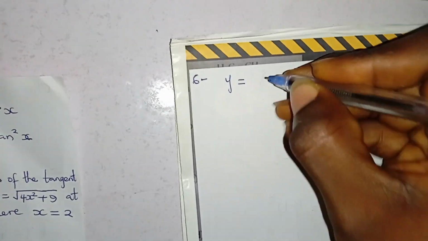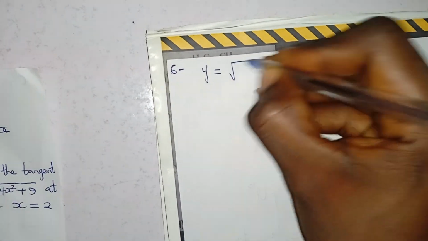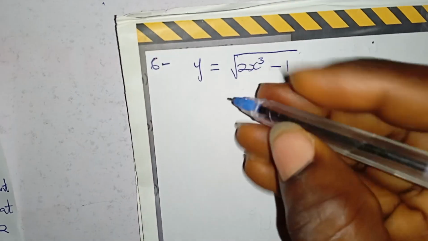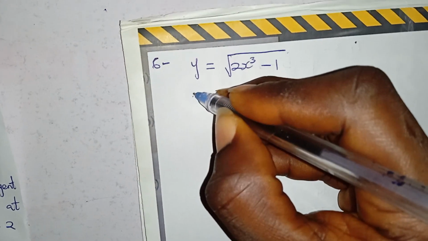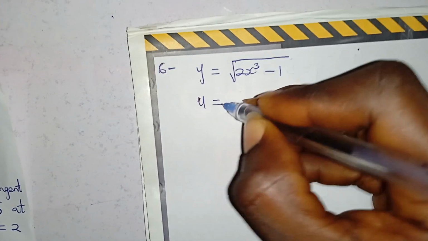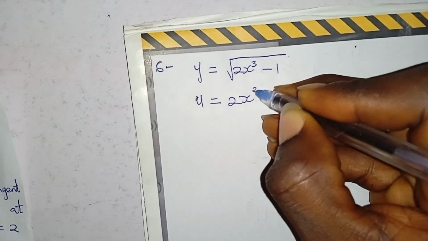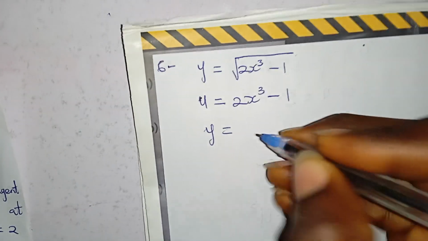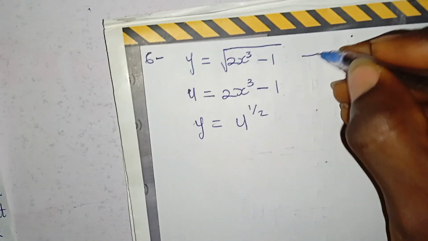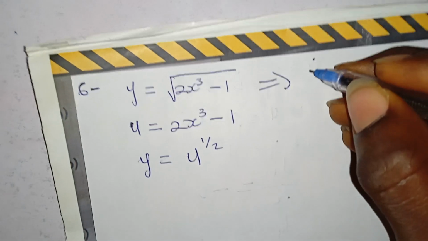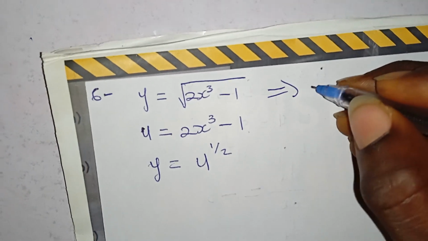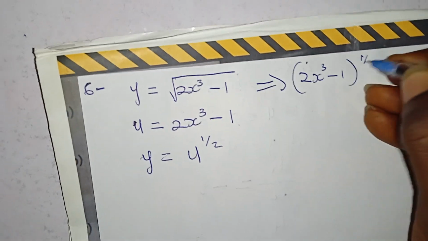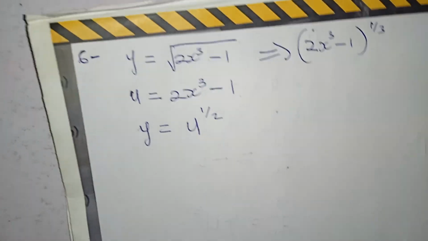Then I have y equals to root of (2x cubed minus 1). In this case, all you just need to do is let u be equal to what you have inside, 2x raised to power 3 minus 1. Now notice that y here will be equal to u raised to power 1 over 2. Remember I told you that square root means half, cube root means 1/3. You must do this for you to derive it.